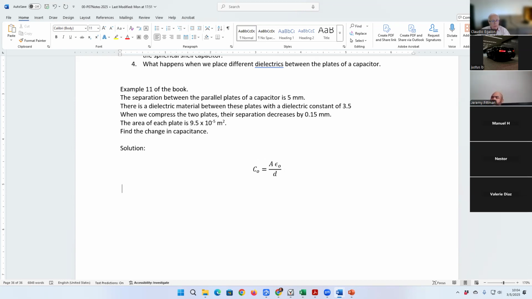And we also know that when we insert dielectric material there, the capacitance increases by a factor kappa. So we can go ahead and calculate. It's always good to have a numerical sense of those quantities. That's the capacitance without depressing the capacitor.